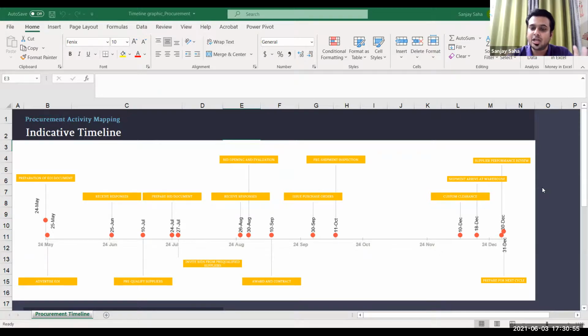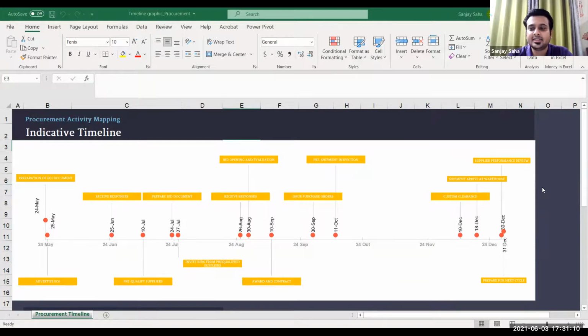So now everyone in the office knew when the bid document has to be prepared, when the responses are being received, when the inspection has to be done, and everyone was managing their time as well.